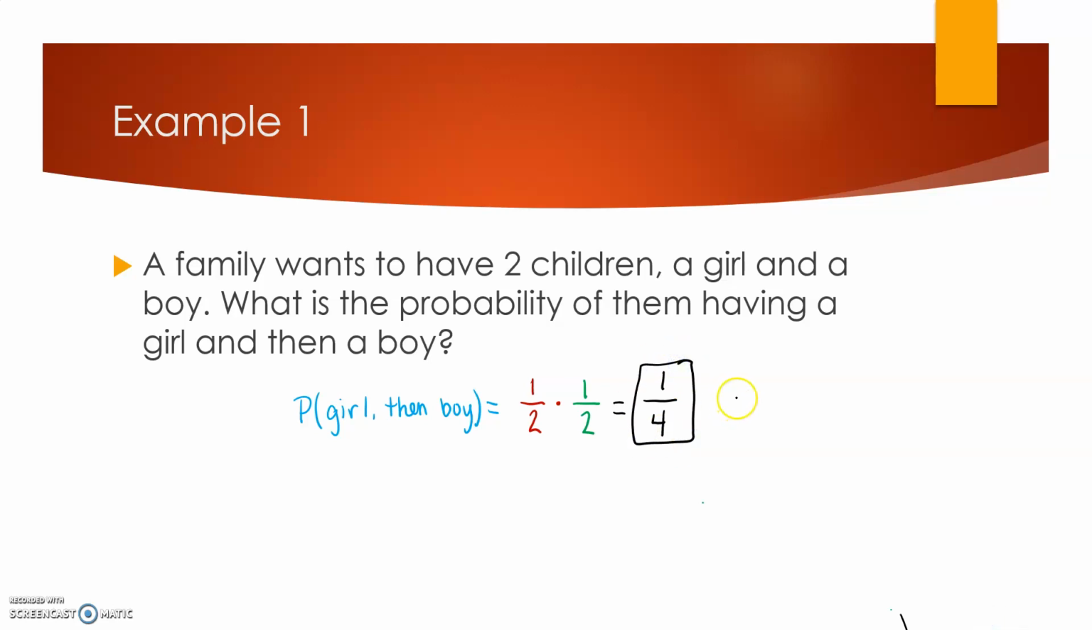We've been practicing putting our probabilities into decimals, so you could also say 0.25. You do not have to write both of these, just pick one or the other.